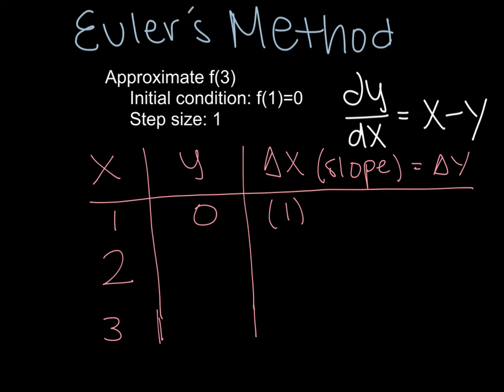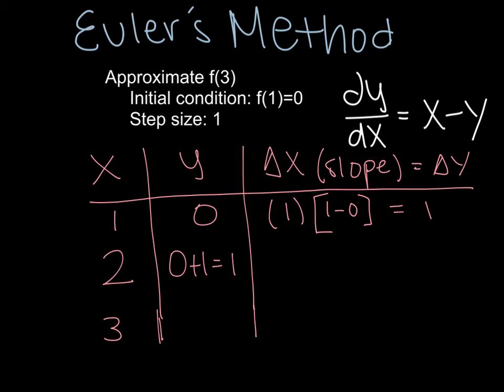And our slope, in case you don't remember, your differential equation is equal to the slope. So in this case, it's x minus y, and we have 1 minus 0. So multiplying all of this together, you have 1 times 1 minus 0, which is 1. So your change in y is 1. What you do here then is carry that over, so 0 plus 1, and your new y value is 1.